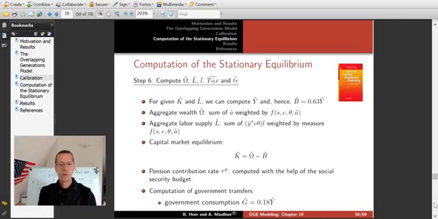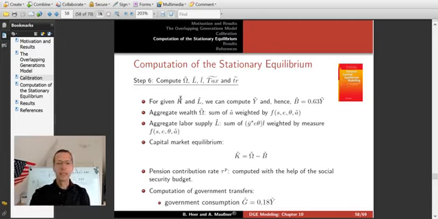Now, once we have computed the distribution, it's quite easy to compute the new aggregate values. So we can, for example, compute the aggregate wealth here by summing up all the measures times the wealth level A, which will give us aggregate wealth. The same with regard to aggregate labor supply. We just sum up all the optimal labor supplies, which we have stored here, times the individual productivity, which is the H component, times the permanent component, times the idiosyncratic stochastic component. YS times E times theta.